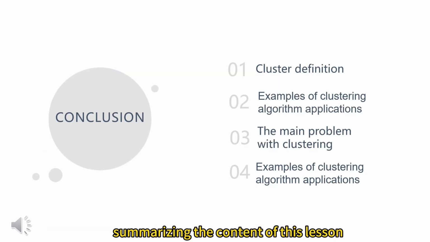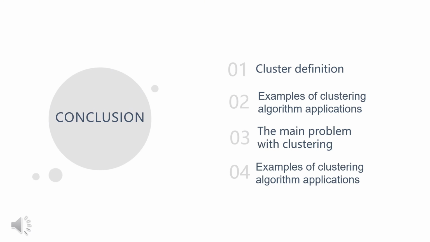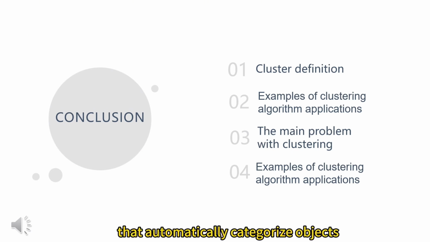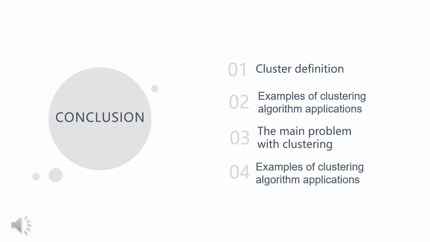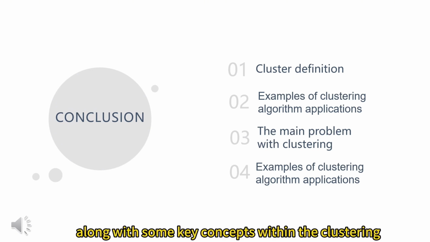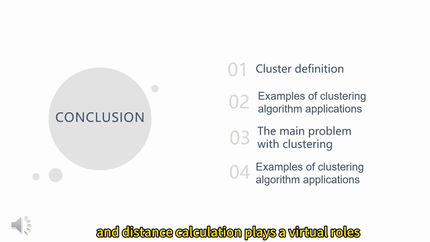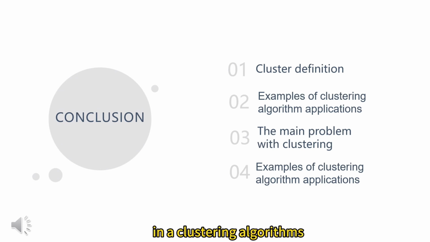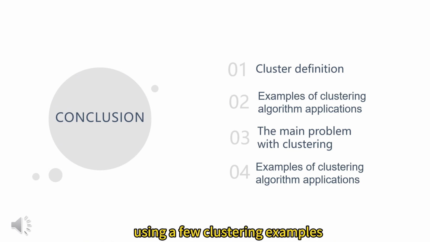Summarizing the content of this lesson, today we primarily grasped the definition of clustering, which is the algorithm that automatically categorizes objects. We described the working of the clustering algorithm through several examples. Along with some key concepts within clustering, we placed emphasis on the concept of distance, and distance calculation plays a vital role in clustering algorithms. Finally, we demonstrated the application of clustering algorithms using a few clustering examples.